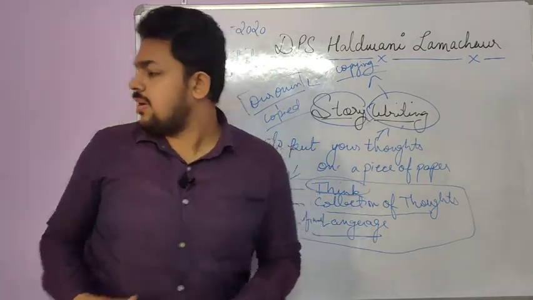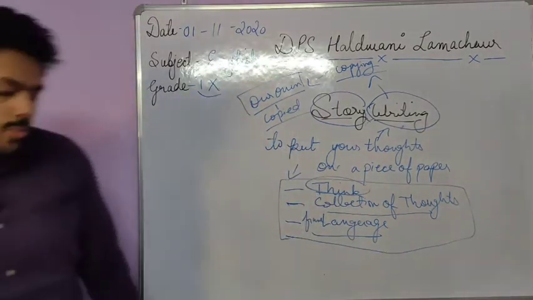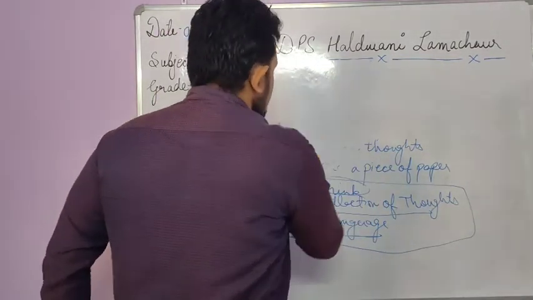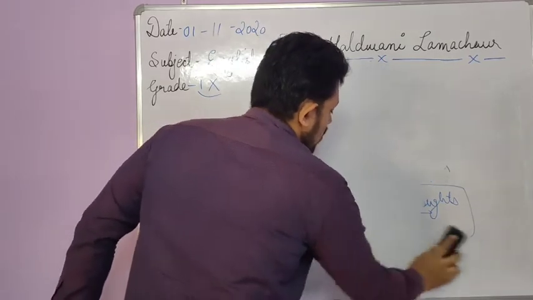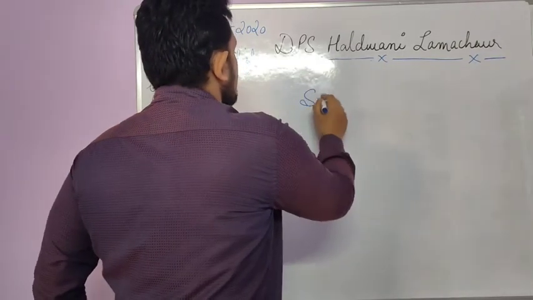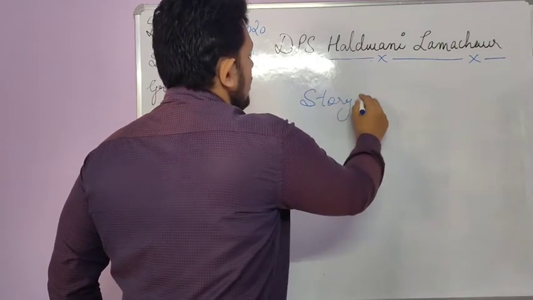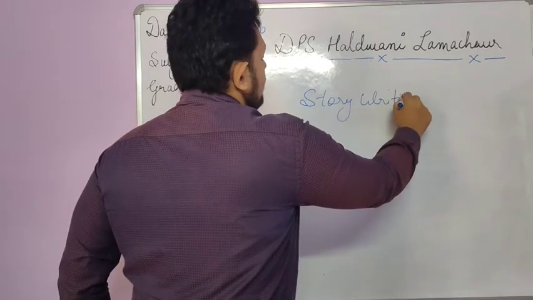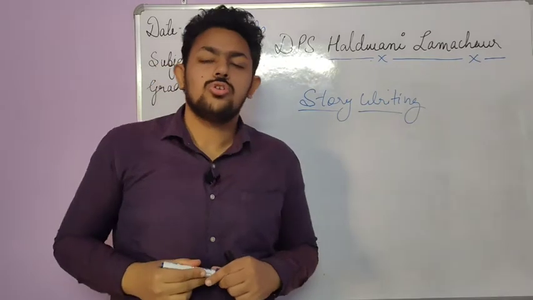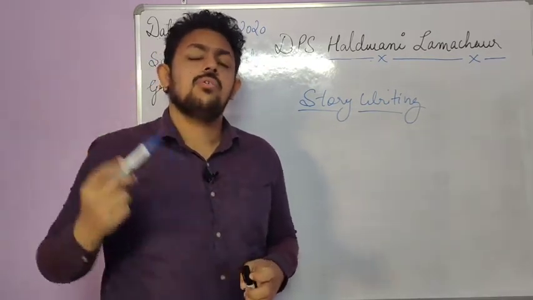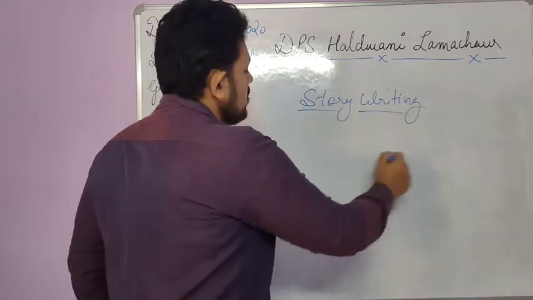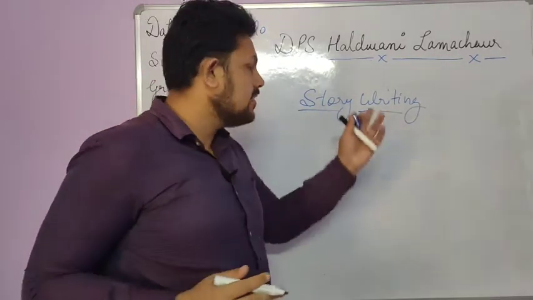Now we have one more keyword in the title, that is story. What we are studying today is story writing. So writing, you are aware now: the original thoughts, the thoughts of your own, when they come to your mind, you collect all the thoughts, you chalk it down onto a piece of paper. This is what writing is about.